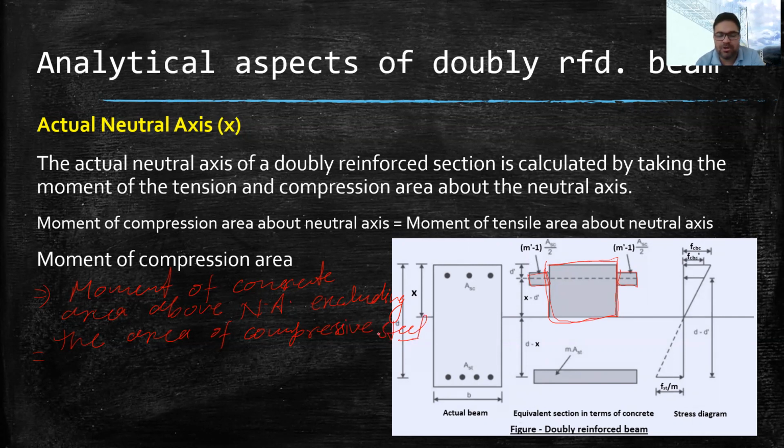So this becomes the moment of area for the concrete. Now, as the steel is in compression, we have replaced it by the equivalent area of concrete. So I will add here plus moment of equivalent area of concrete in compression zone.